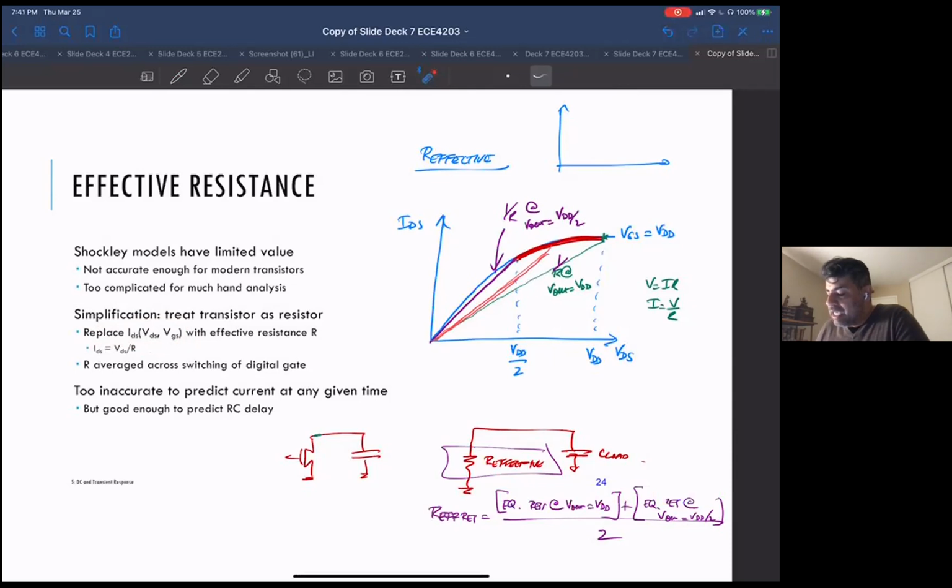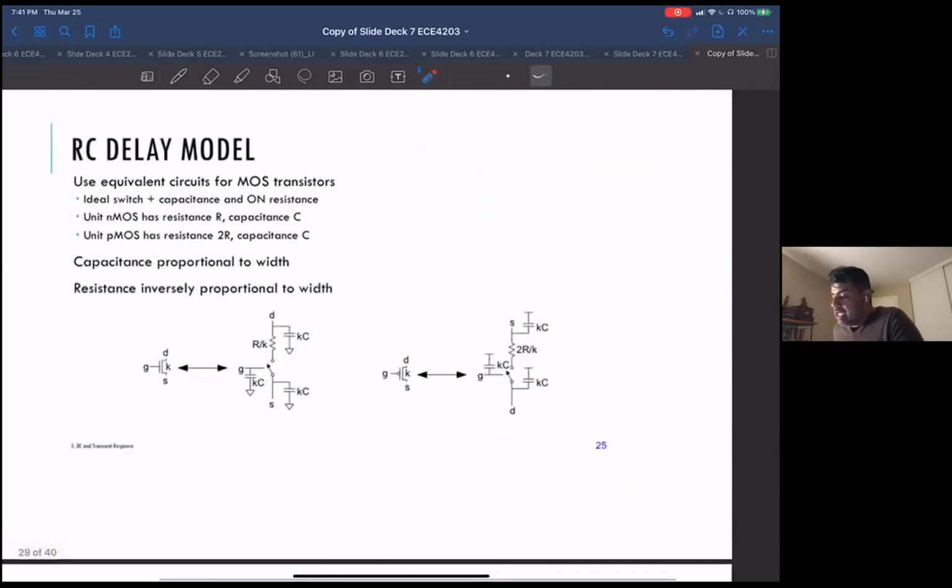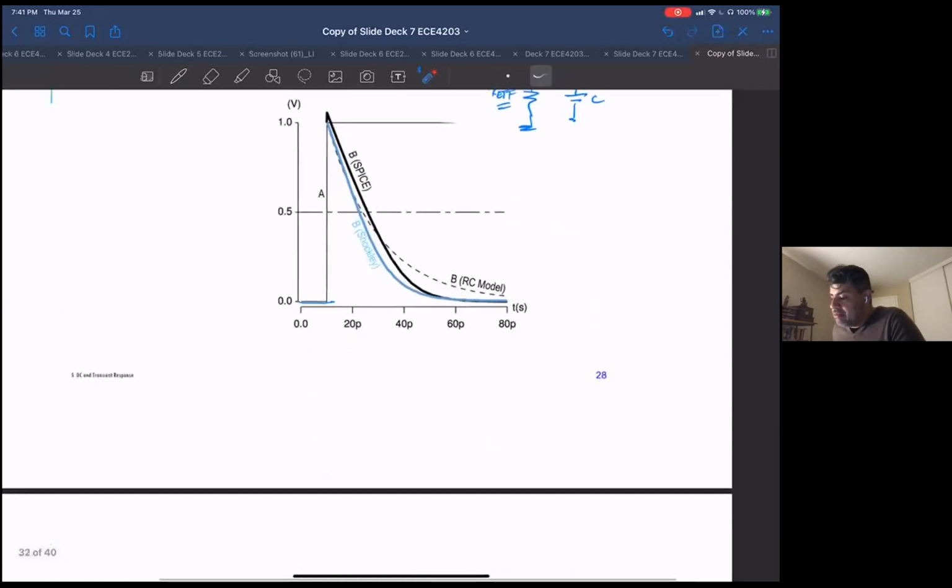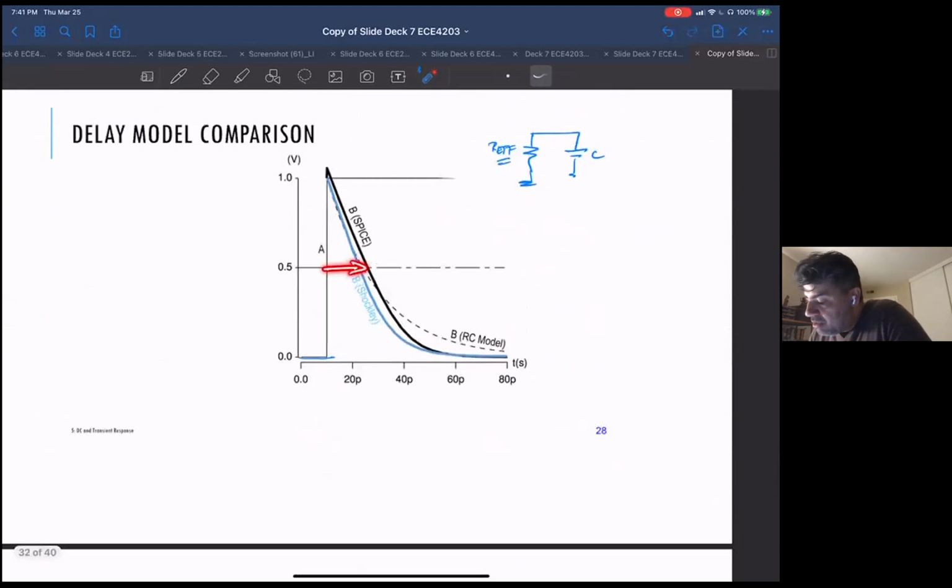So this isn't good to predict the current or the actual voltage at any particular time. But if you're looking at it in aggregate, such as prop delay or rise fall delay, it's remarkably good.